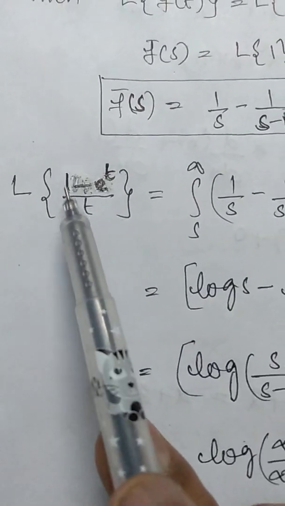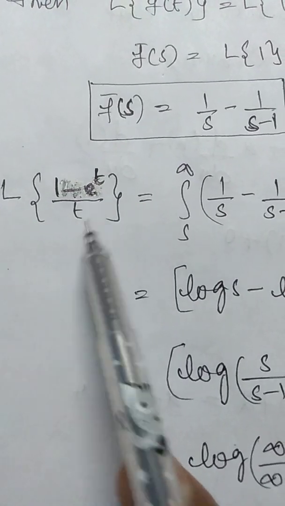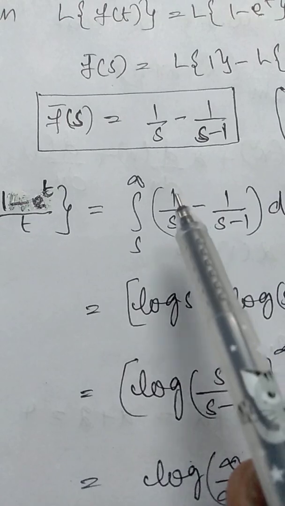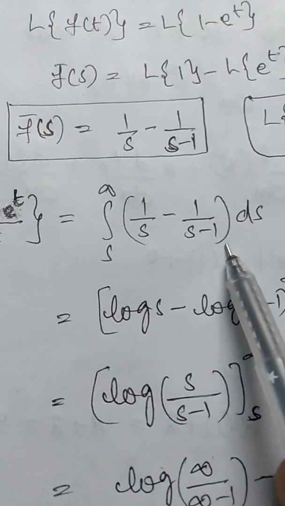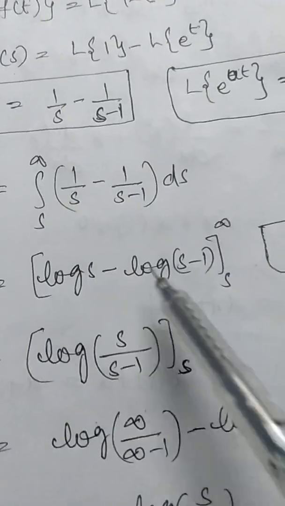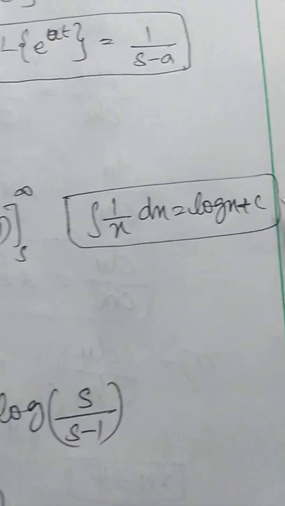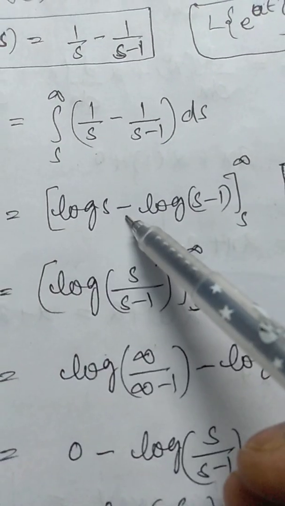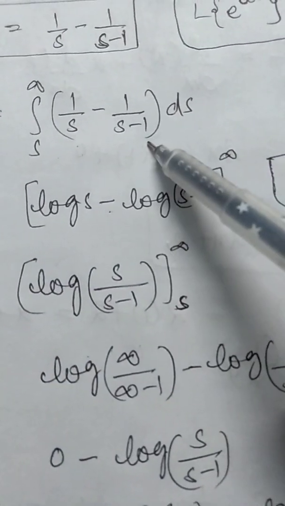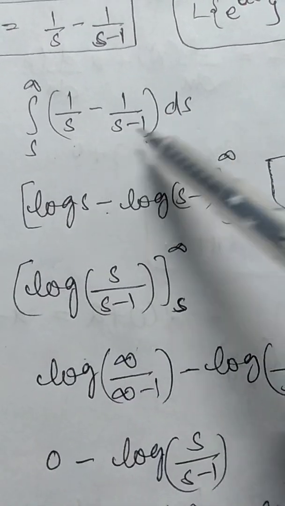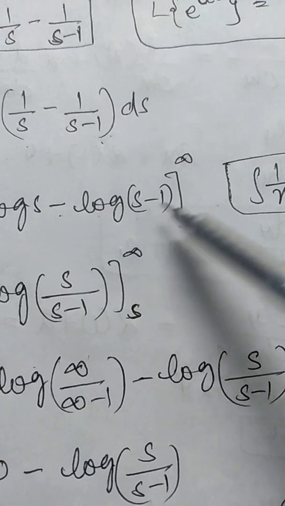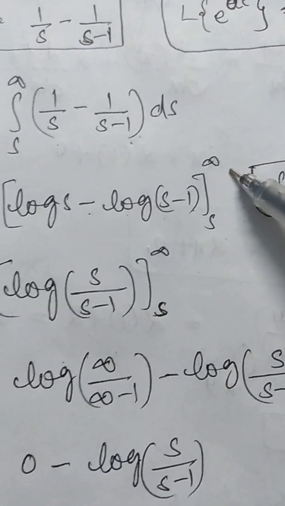Therefore, the Laplace transform of (1 minus e power t) divided by t is equal to the integral from s to infinity of f bar of s, that is 1 by s minus 1 by s minus 1, into ds. Integration of 1 by x dx is logarithm of x plus c. So we can write it as logarithm of s minus logarithm of s minus 1, between the limits s to infinity.